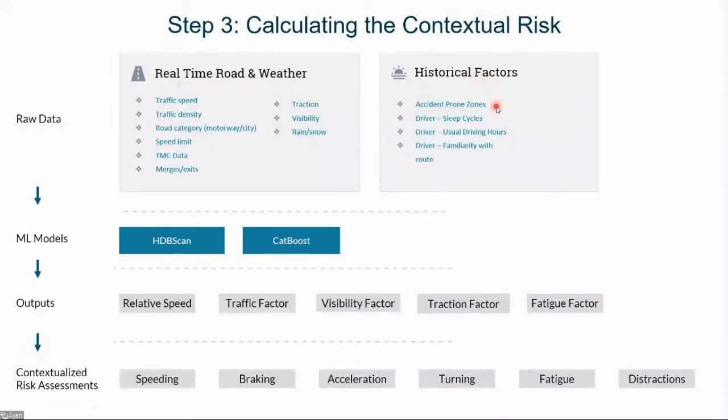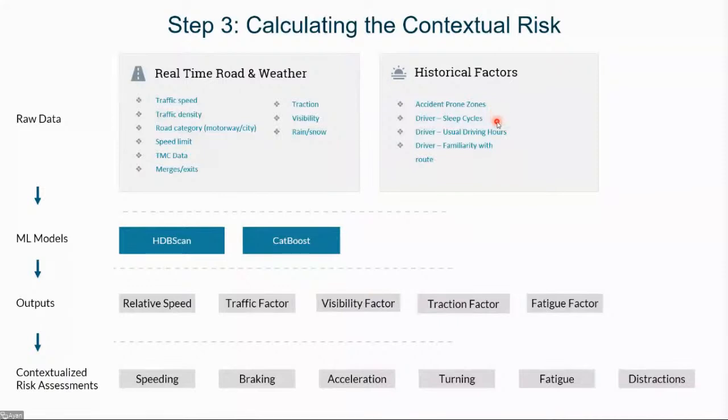Historical factors can be understood with respect to two factors. One is the regional factor, which is accident-prone zones. Every city and every country has a few areas which are very prone to accidents. It might be because of very heavy traffic jams or bad road design, or could be multiple reasons. So it is important to analyze places where such accident-prone zones exist.